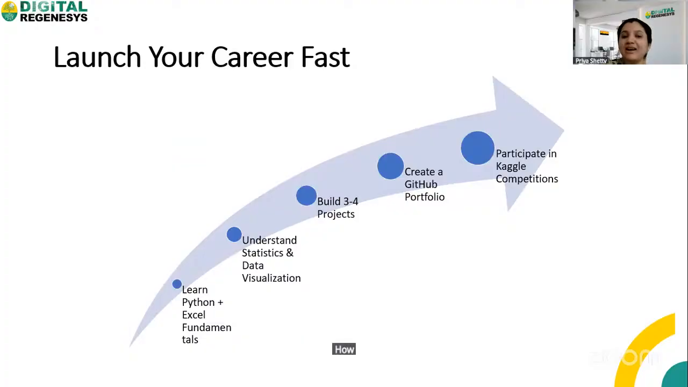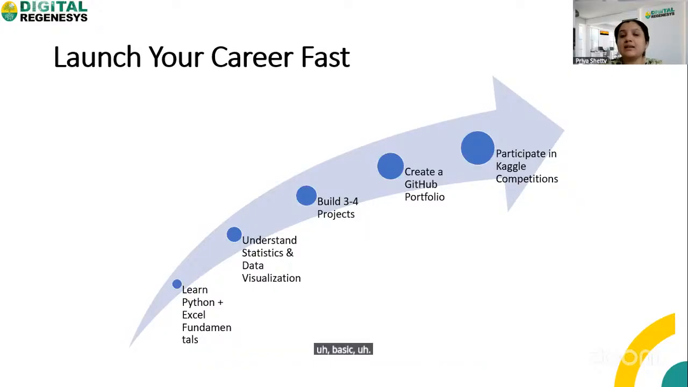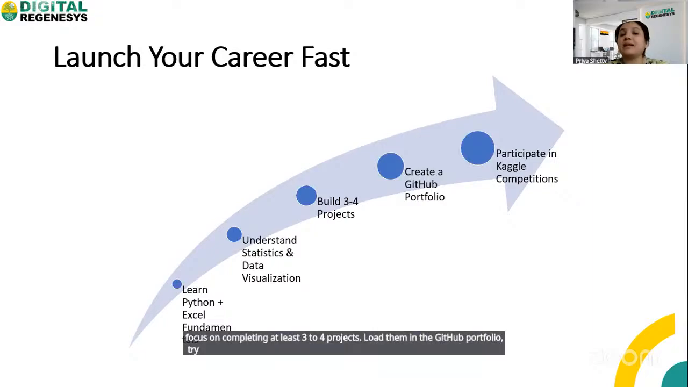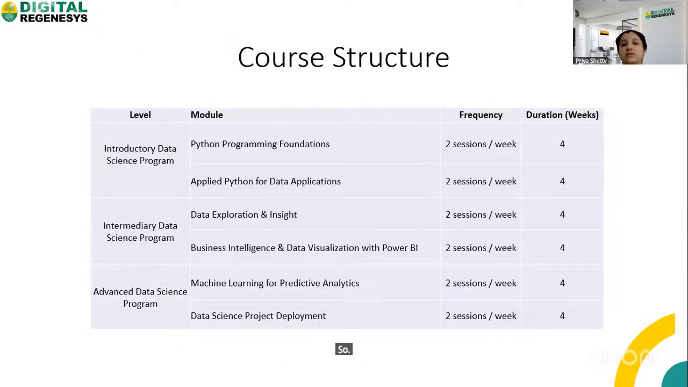How to launch your career fast. As I said, start learning Python, basic Excel to understand the data, and SQL. Cover basic statistics, and understand visualization techniques. Focus on completing at least 3 to 4 projects. Upload them in a GitHub portfolio. Try to participate in Kaggle-type competitions, so that you get more practical knowledge of machine learning, data science, and AI.